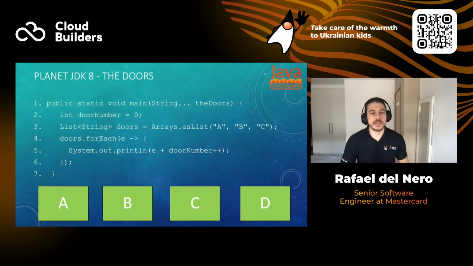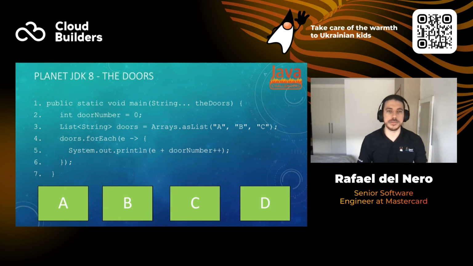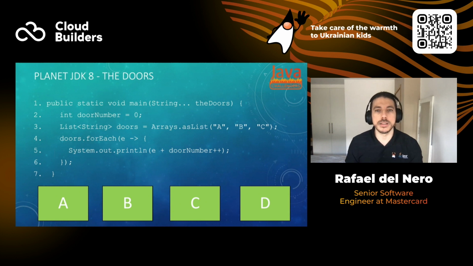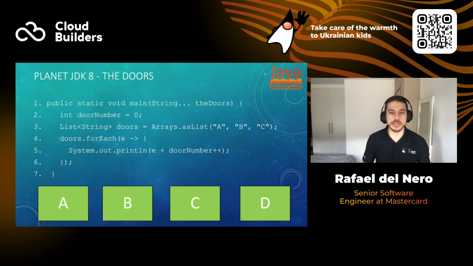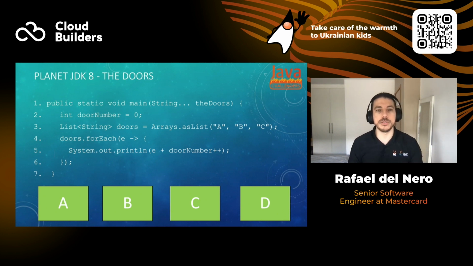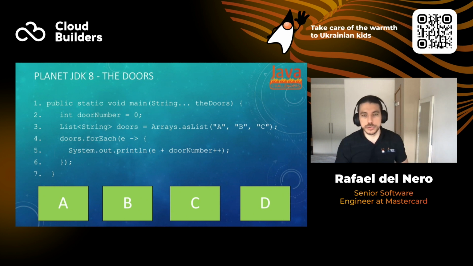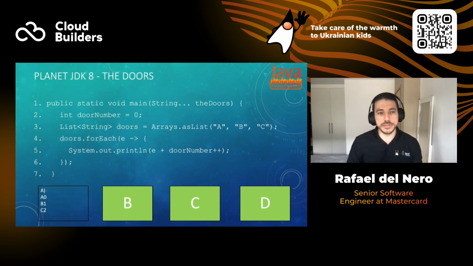Okay, so this other challenge is also about lambdas and JDK8. On this challenge, you notice that we have a variable, and we are doing something with this variable inside the lambda expression. So I'm going to show you the alternatives.